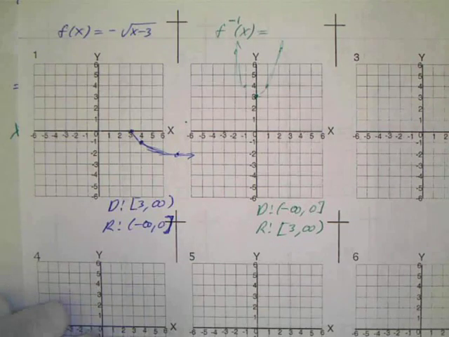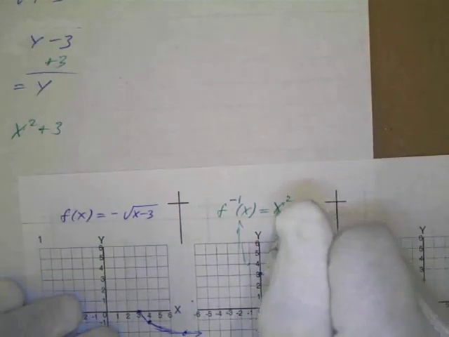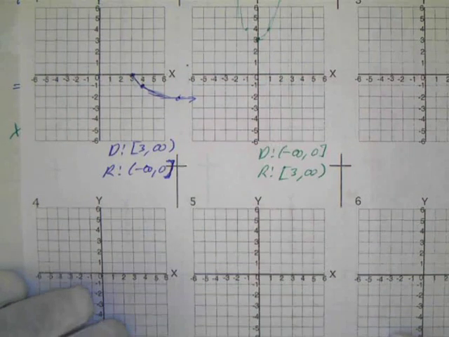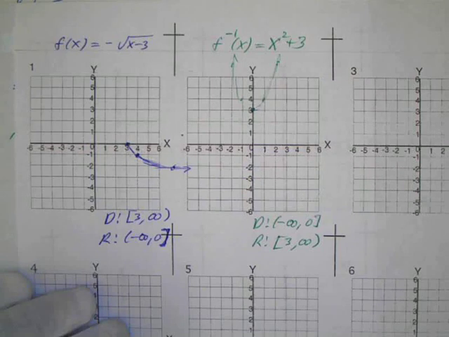All right? So that's my f inverse of x. That's going to be x squared plus 3. But that's not, I'm sorry, it's an inverse, but it's not a function. It's not one-to-one. It's not an inverse function. It's an inverse. It's not a function.